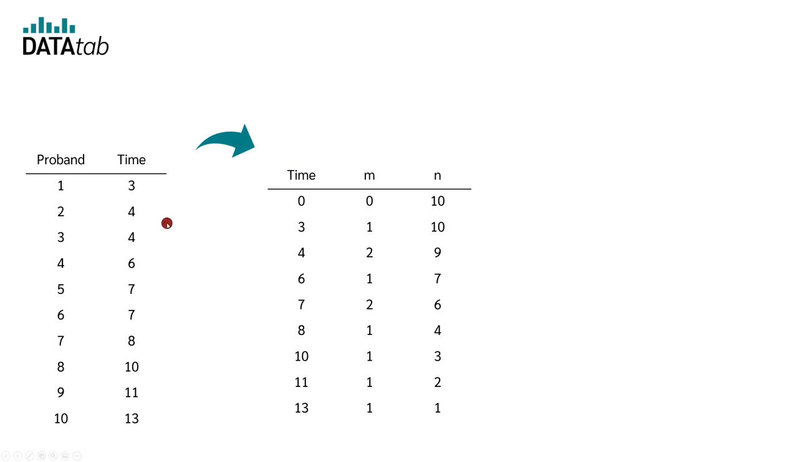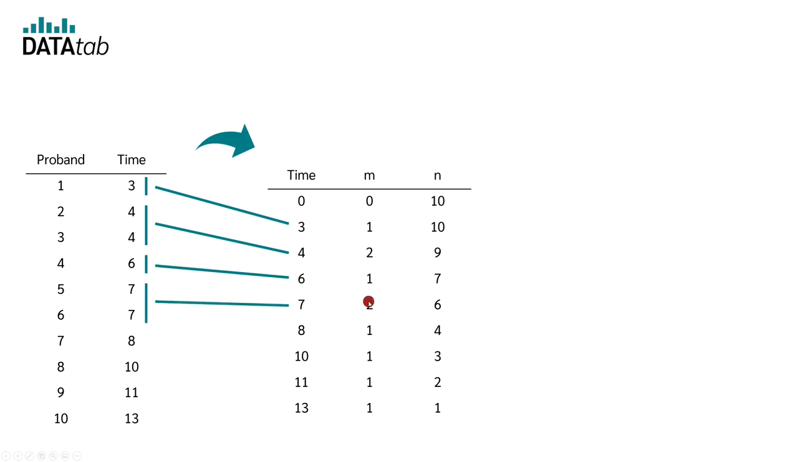Now we look at how many dental fillings break out at which time. We enter this in the column M. So at time 0, 0 fillings have broken out. After 3 years, 1 filling has broken out, and after 4 years, 2 fillings have broken out. Finally, after 6 years, 1 filling has broken out. We now do this for all other time points.